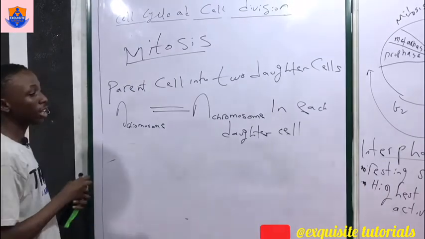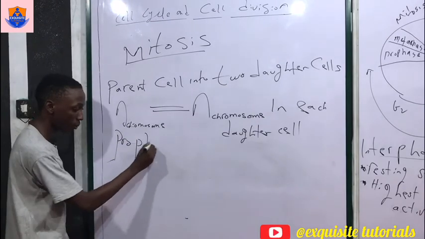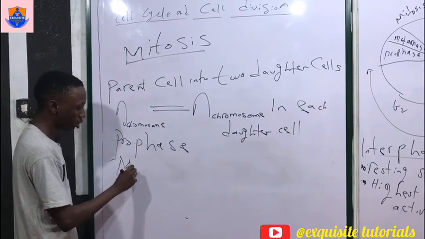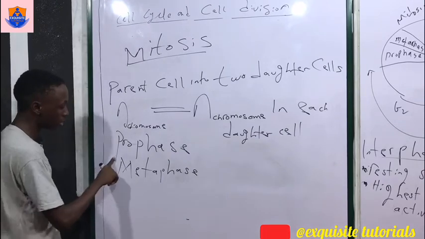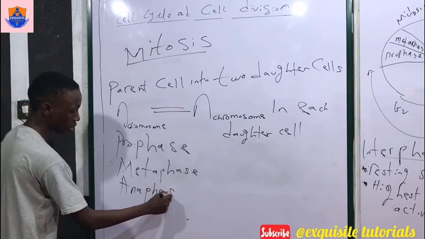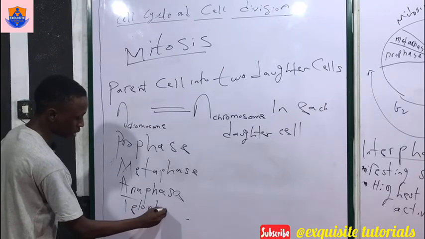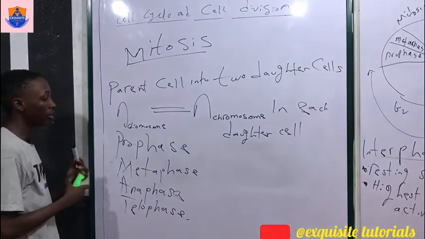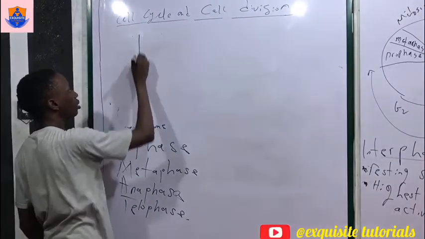Now mitosis, like I earlier said, involves different processes, which are the prophase, the metaphase, the anaphase, and the telophase. Now we're going to be looking at each of the following one after the other. Okay. The prophase.